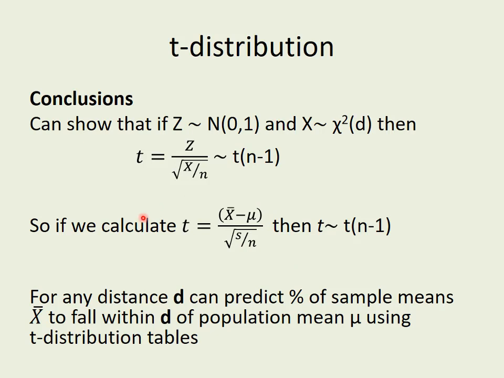So if you compare that with the z formula you had before, it's exactly the same as the z formula, except that the sigma has been replaced by the sample standard deviation. That means that for any distance you can predict what percentage of sample means are going to be within any distance of the population mean using the t distribution tables.